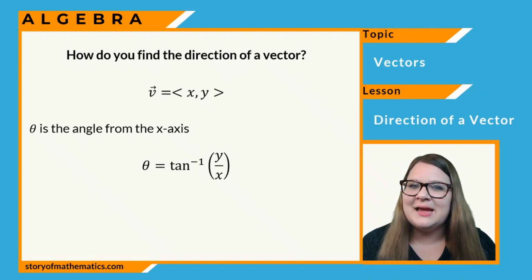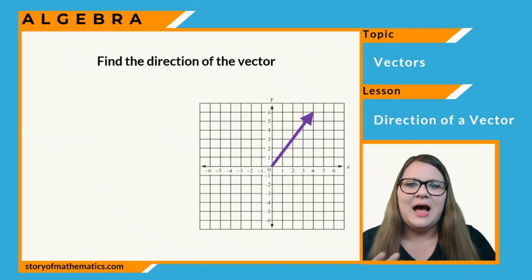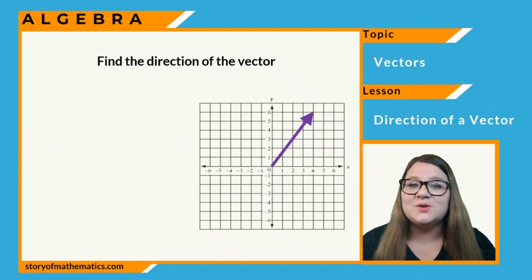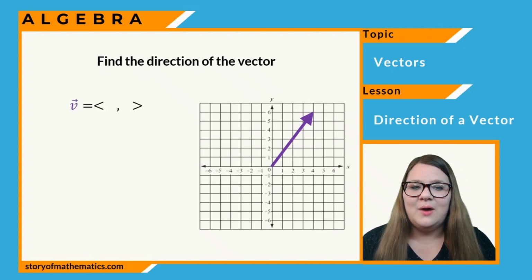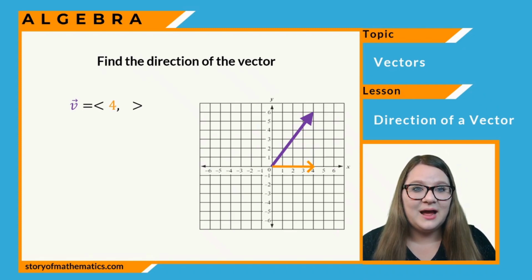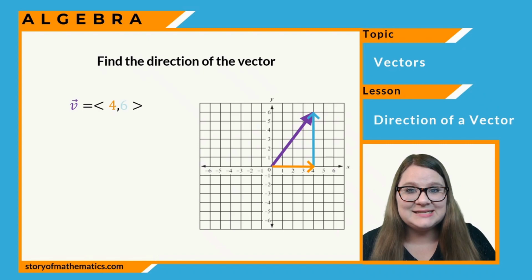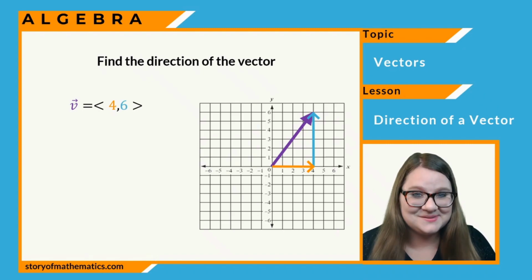So let's take a look at a relatively simple example. I have this vector here, which is in the first quadrant. I'm going to start by putting it in its component form. So how much do I go to the right? Well, I go to the right 4. So my horizontal component is positive 4. Then I need to find my vertical component. I would go up 6. So my vertical component is positive 6.